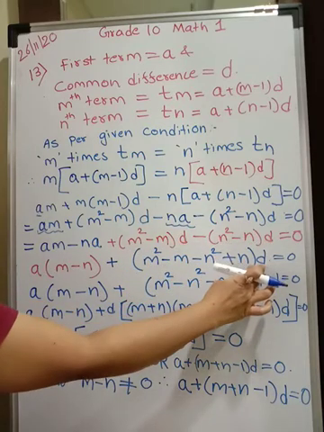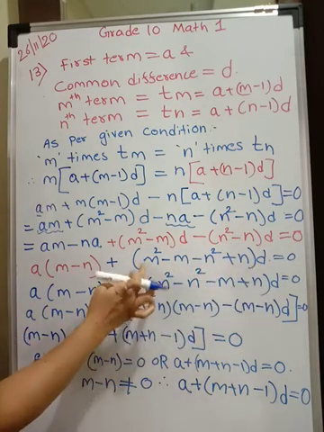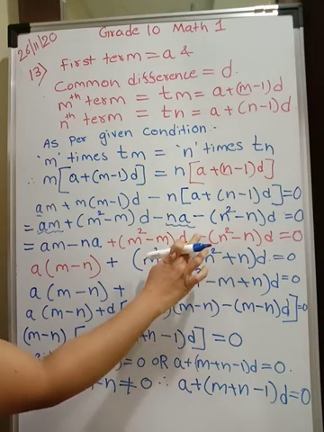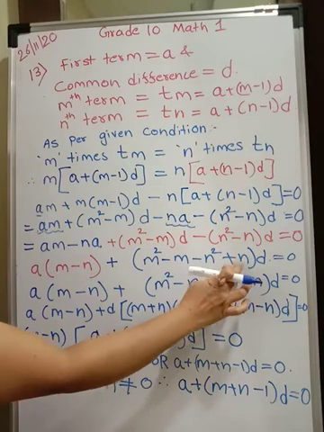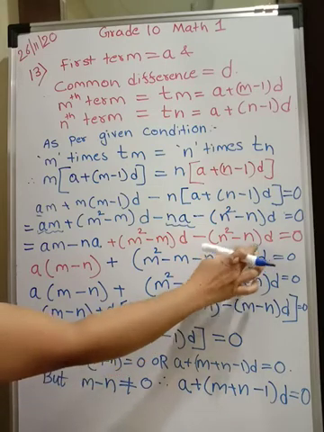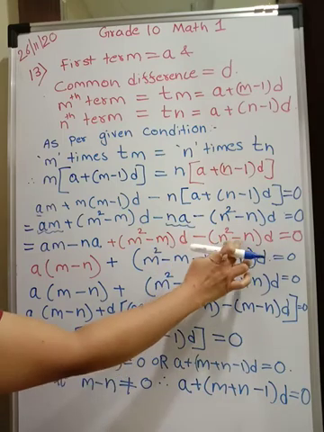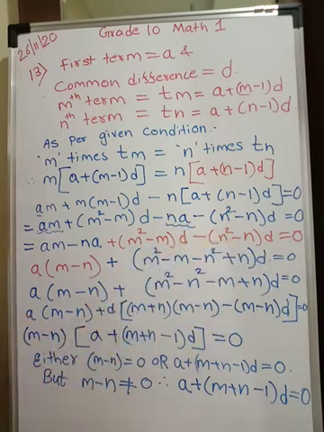So I am taking the outside. And what will remain inside? M square minus m minus n square. Now minus into minus is plus n. Okay, so from this 2 I have taken d outside, and as well as I have opened this bracket multiplying with minus n. Is this clear?